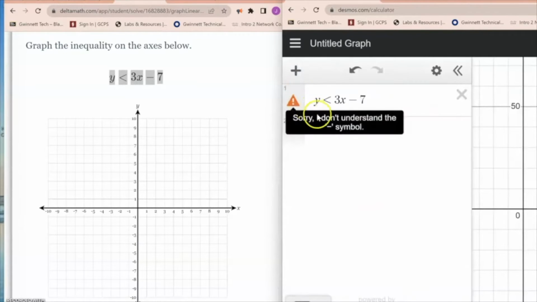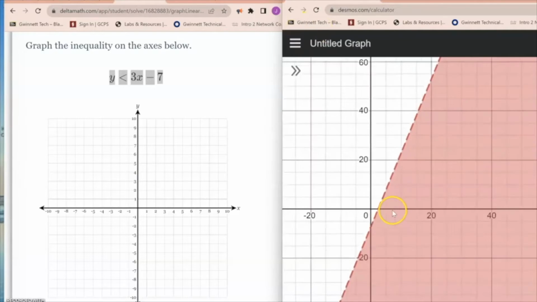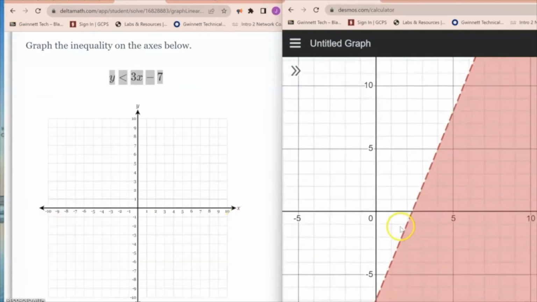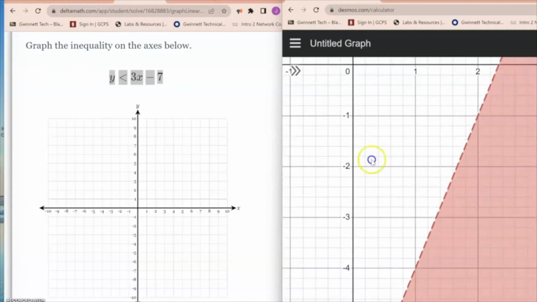Oh, there's an error. Sorry, I don't understand. Okay, so I guess the symbol is wrong. I guess when you copy it, it's a different symbol. Just delete it and put it in. Now I see a graph. All right, zoom in so that you can get between 10 and -10, because you need it to be in that range. So zoom in till it's going up by ones. There we go.